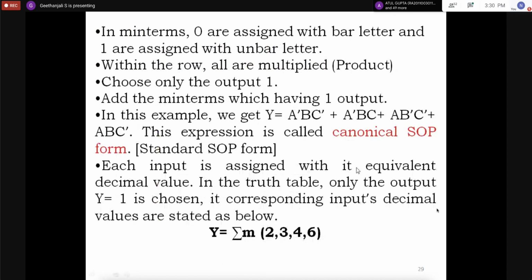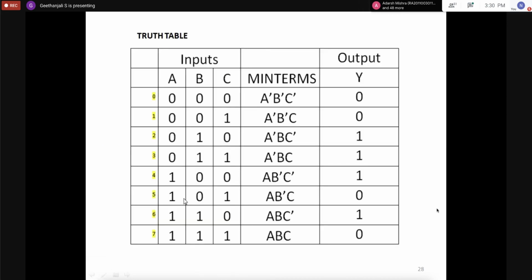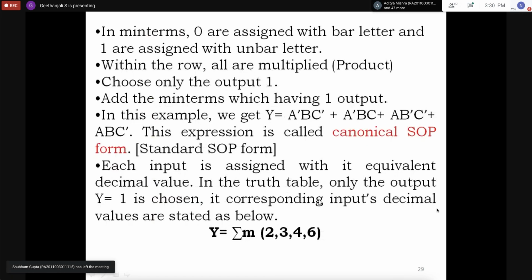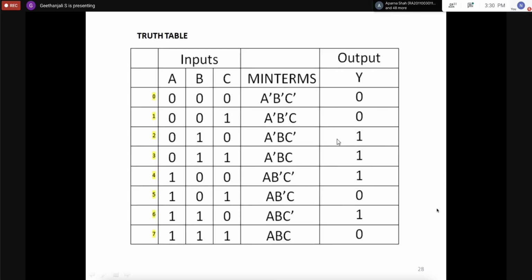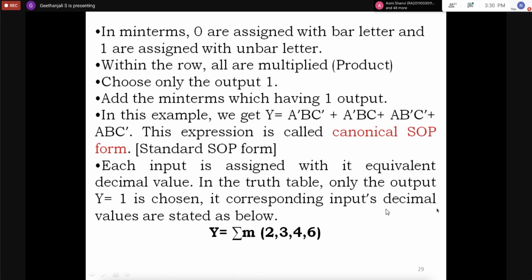Each input is assigned its equivalent decimal value. In the truth table, only the output y equal to 1 is chosen. The corresponding inputs' decimal values are stated as below. So what about this one? 2, 3, 4, 6. Where you are getting 1, those are 2, 3, 4, 6. So you have to write y is equal to m, and inside the bracket you have to write the values 2, 3, 4, 6.